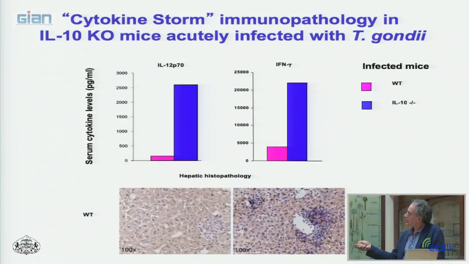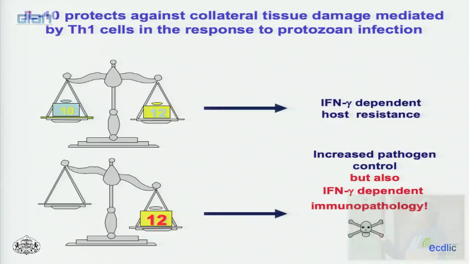So they made huge levels of these Th1 cytokines, IL-12 and interferon gamma. If you looked at the liver histopathology, massive infiltrate of inflammatory cells into the liver. And they died of essentially systemic inflammation. So IL-10 protects against collateral tissue damage mediated by Th1 cells in the response to protozoan infection. So if you have a balanced IL-10 and IL-12 or Th1 response, then you can get interferon gamma-mediated host resistance. In the absence of this regulatory cytokine IL-10, you have this cytokine storm, an uncontrolled Th1 response. You have strong pathogen control, but interferon gamma-dependent immunopathology.